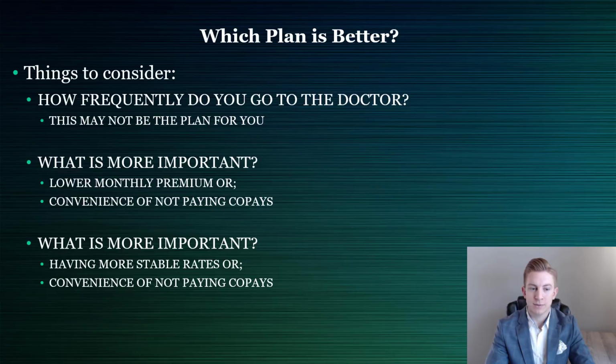Another thing that I always like to ask them is, thinking forward and forecasting a few years from now, what's more important to you? Would you rather have more stable rate increases? Or again, would you rather have the convenience of not paying copays? Because that's the only difference, theoretically, between these two plans: on Plan G, you're paying your deductible and that's it. So you're paying upfront, more or less, for the convenience of not having to pay that doctor any copayments. So those are the two important questions to consider to help decide whether Plan N is actually the right plan for you.